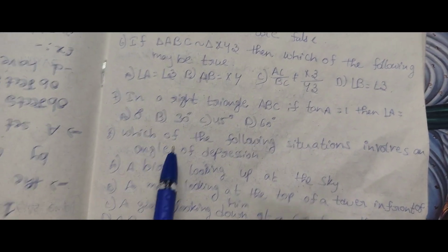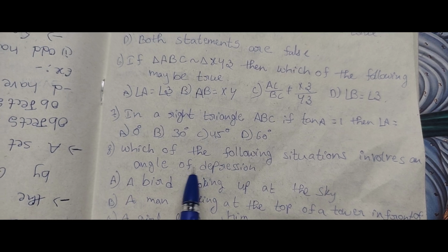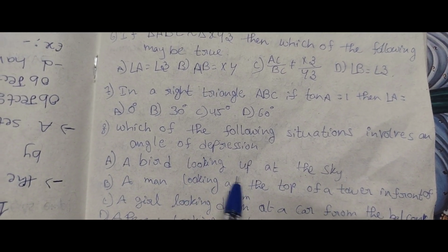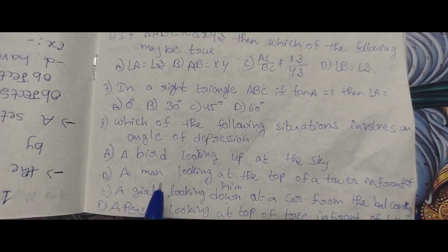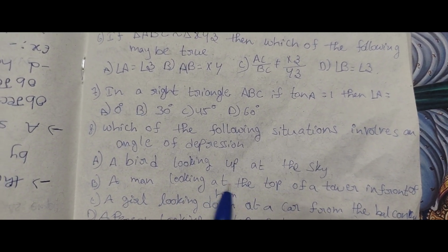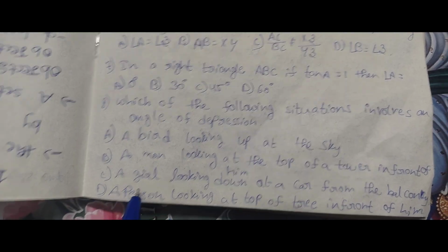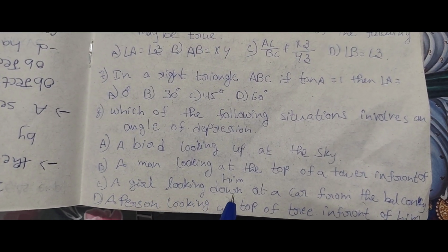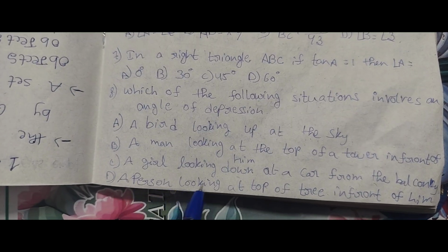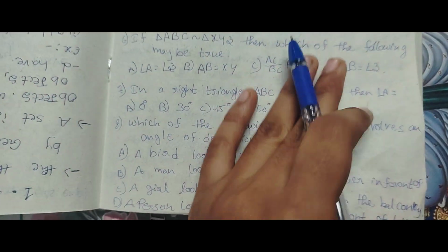Next, eighth, which of the following situations involves an angle of depression? A, a bird looking up at the sky. Option B, a man looking at the top of the tower in front of him. Option C, a girl looking down at a car from the balcony. Option D, a person looking at the top of the tree in front of him. Next, ninth question.